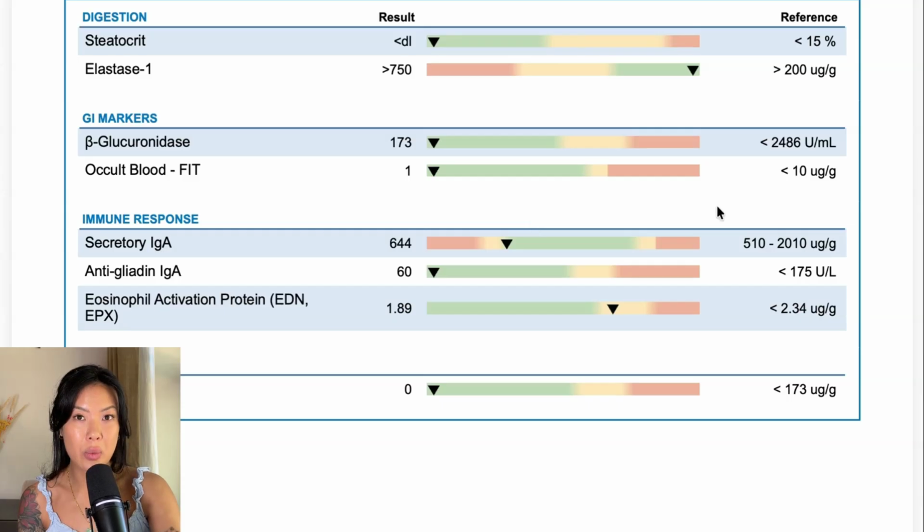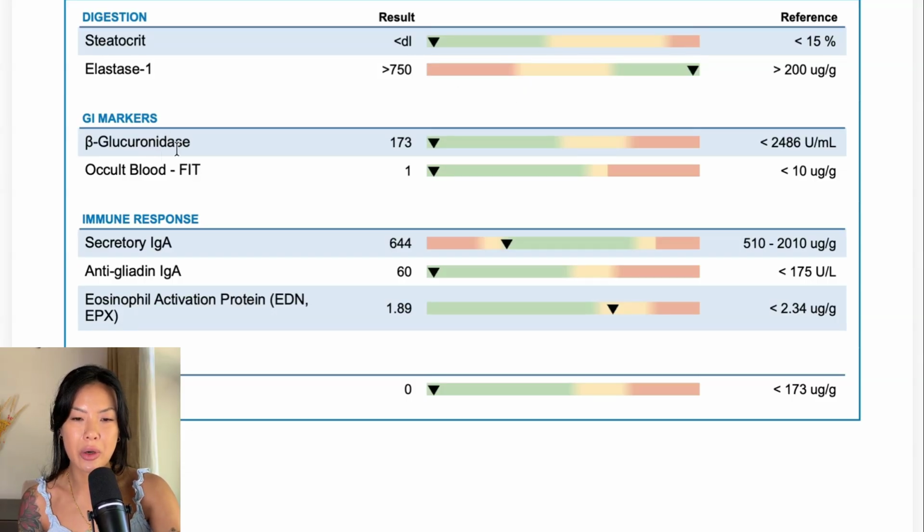I'll just point out the main ones I see on the map for eczema that are often low or high. Elastase. That is an enzyme that's secreted by your pancreas. If someone is not digesting well or they're constipated, I will often see that in the red. So in those cases, we want to support digestive function.